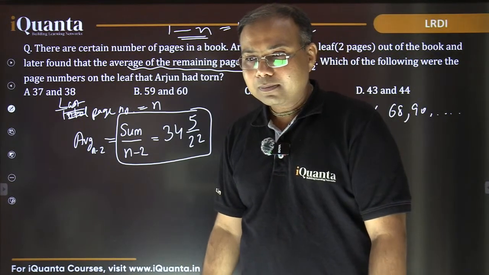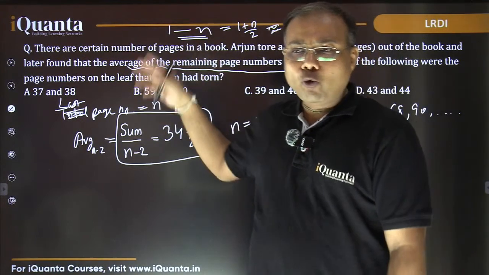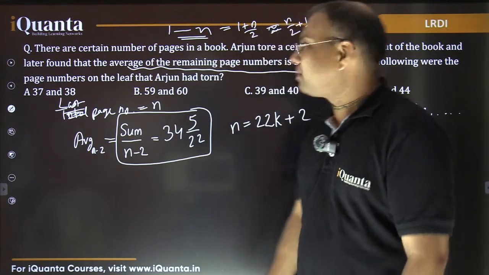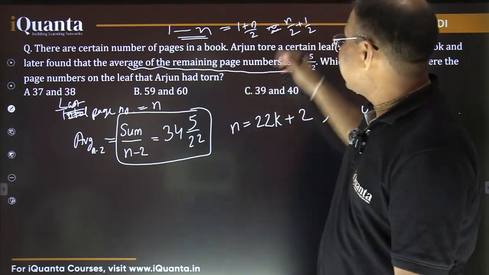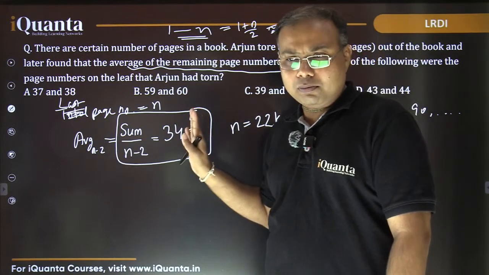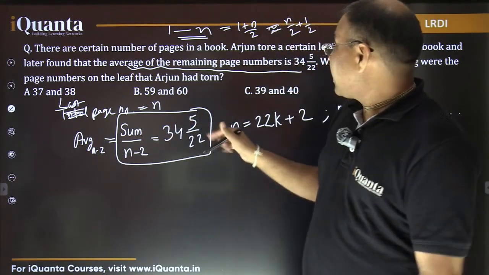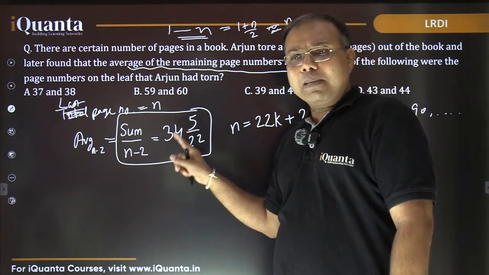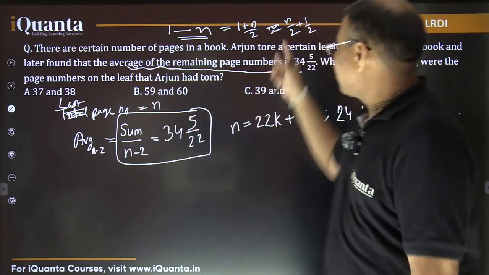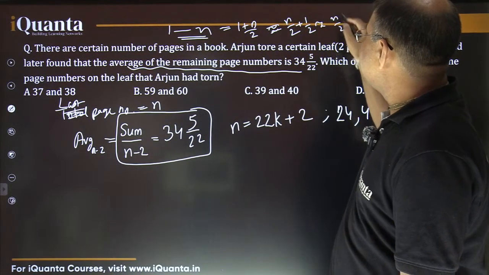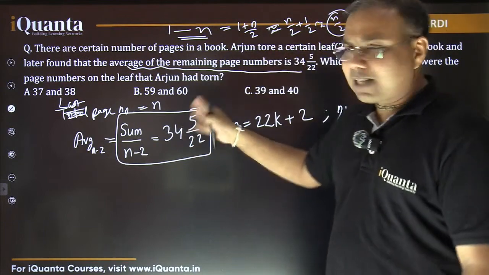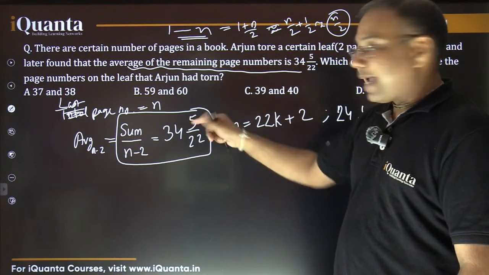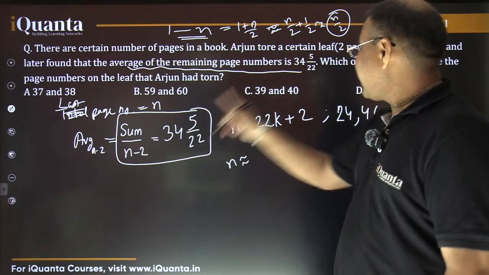है ना? So when we are leaving out 2 pages, that is not going to harm the average to a great extent. So approximately the average is going to remain n by 2. That means the last page number must be approximately double of this, right? So this 34 and something must be close to n by 2. That means n must be near about 68 only.